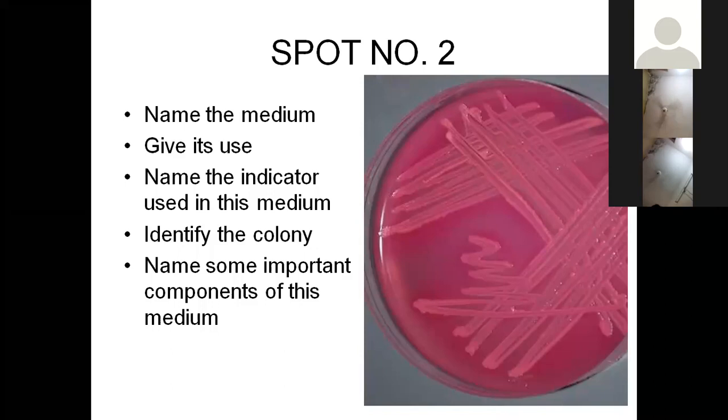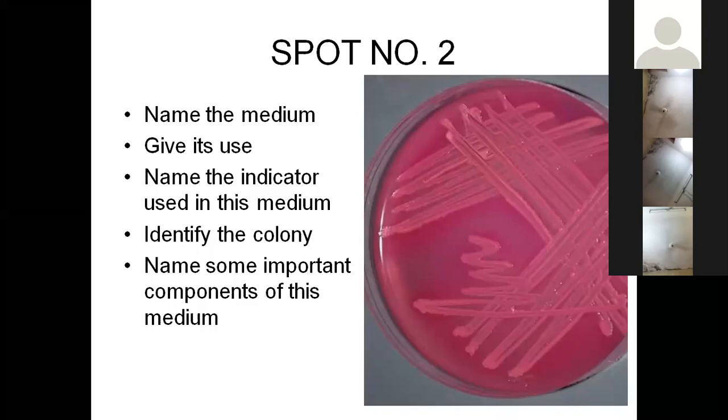If it is a yellow colony on the same medium, it is going to be a non-lactose fermenter. Non-lactose fermenters are going to be Pseudomonas, Proteus, Shigella, Salmonella, and many others. So you have to know the important common disease causing bacteria. Name some important components of this medium. As I already told you, agar, water, electrolytes, sodium chloride, then lactose, proteins in form of peptones, and then an indicator, which is neutral red.